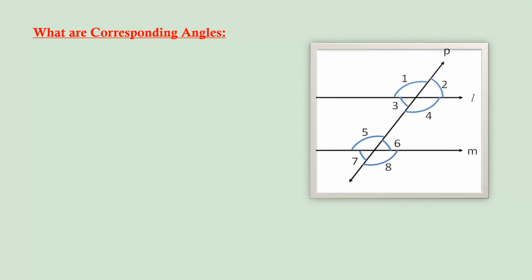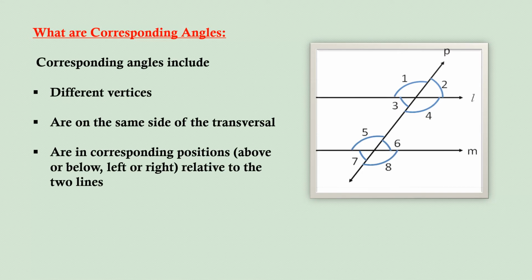Now let us learn about what are corresponding angles. Very important angles, just listen carefully. Firstly, we'll discuss the definition. So corresponding angles have different vertices. They are on the same side of the transversal. Now this is very important. They are on the same side of the transversal and they are in corresponding positions.